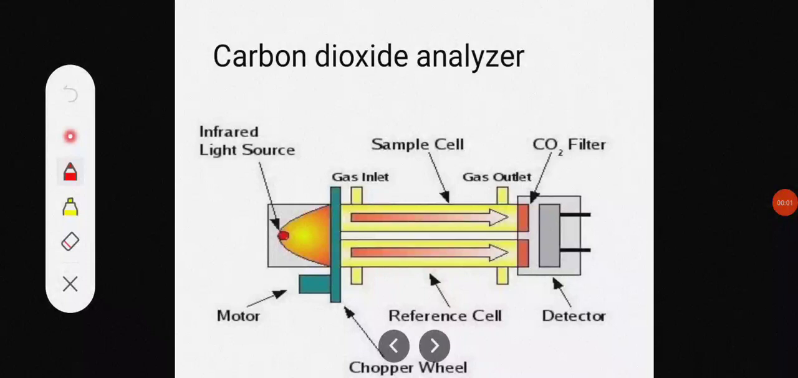Hello students, in this lecture I am going to discuss the carbon dioxide analyzer.